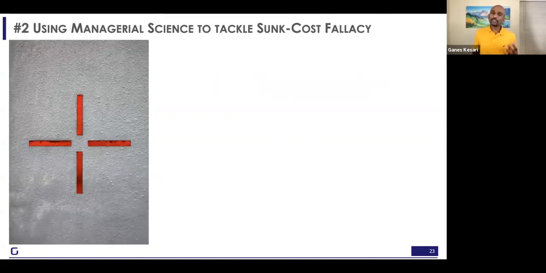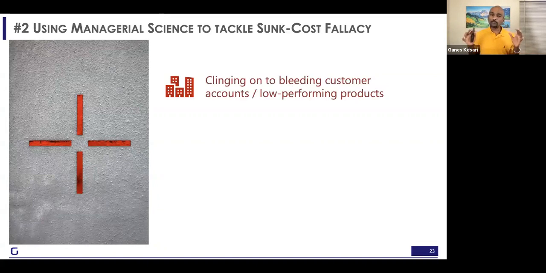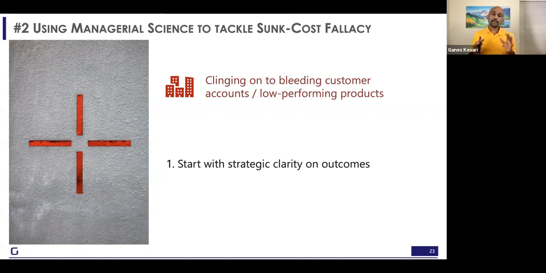Number two, using managerial science, how you can tackle the sunk cost fallacy. We saw the example of clinging on to bleeding customer accounts or low performing products. So how do you tackle this? First, you'll have to take a step back and look at the overall outcomes your organization is targeting. Let's take the example of right-sizing the customer accounts. If the organization's priority is growth and margin, like profitable growth, then that should come with strategic clarity, and that is what the organization is driving towards.